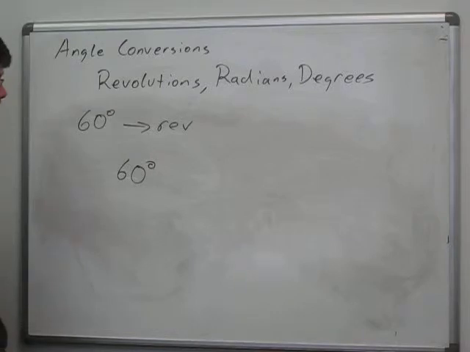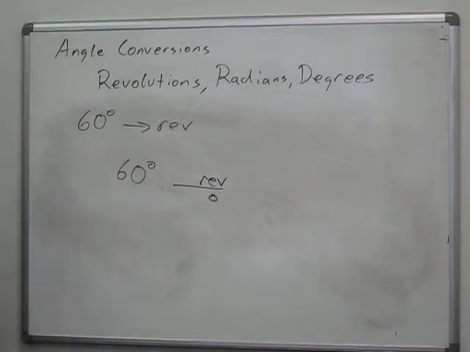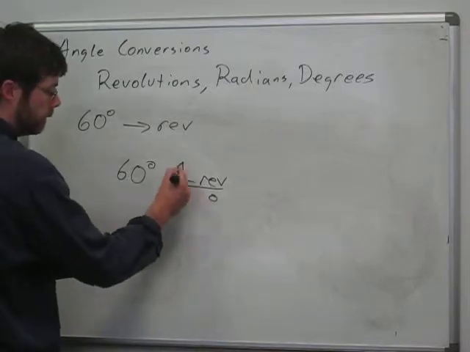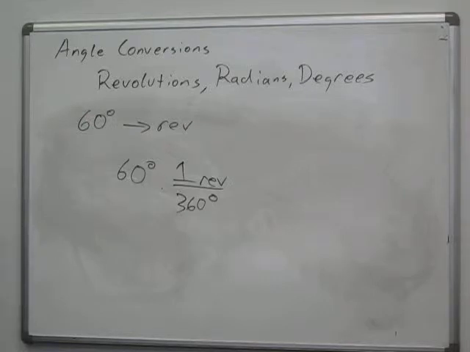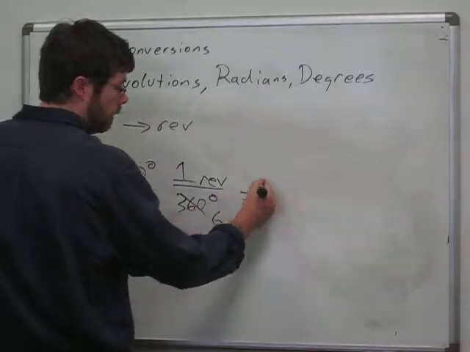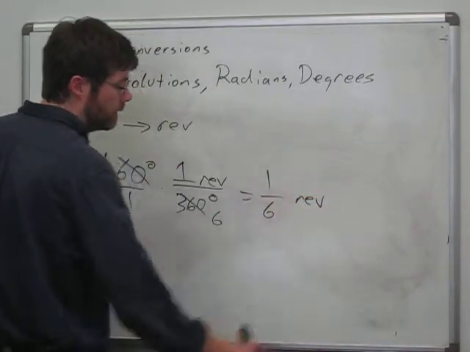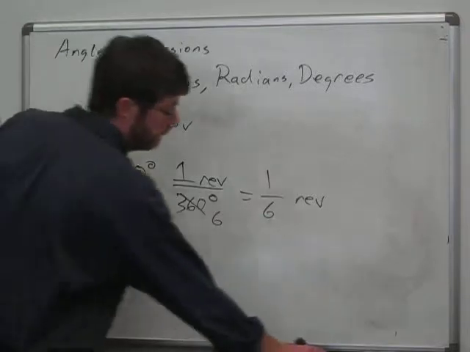So I'm going to take 60 degrees and I want to multiply by a ratio that gives me revolutions and eliminates the degree measure. Well, in one complete trip around the circle, we've rotated 360 degrees. So I'm going to multiply these two fractions. Of course, 60 goes into 360 6 times. So we're left with 1/6 of a revolution. Let's try another one.